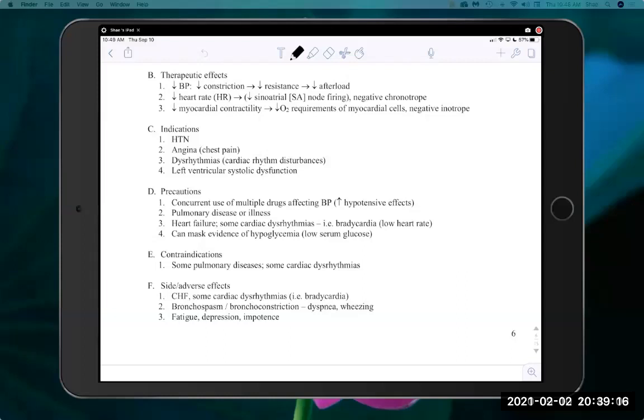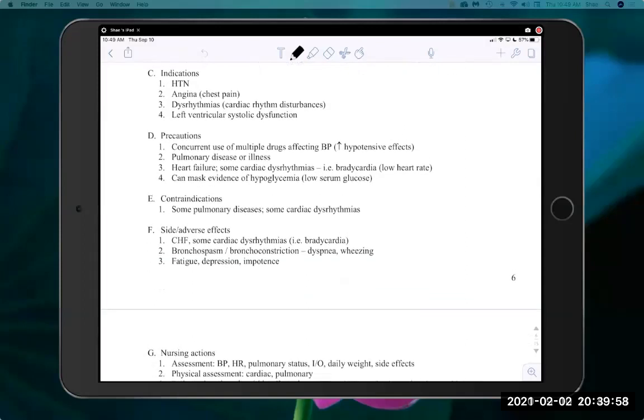Okay, so chronotrope, we're referring to the electrical conduction system, right? Whether it's negative or positive, so the heart rate's either faster or slower. When we're talking about an inotrope, we're talking about the force of contractility, okay? So if we decrease the force of contractility, the heart doesn't need as much oxygen, right? We decrease the O2 requirements of those cells. So this is a negative inotrope, okay? So chronotrope, electrical conduction, affects SA node firing. Inotrope is the force of contractility, either positive or negative, okay? So you need to remember the differences between those and these therapeutic effects that I'm talking about.